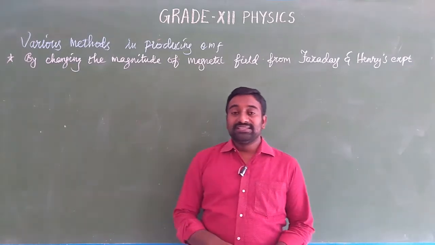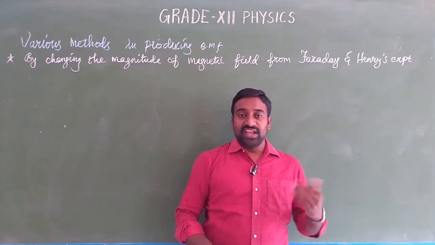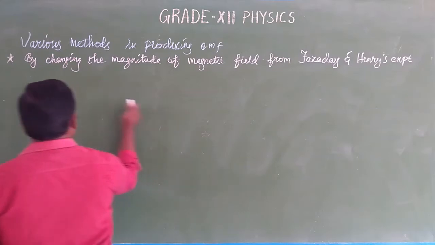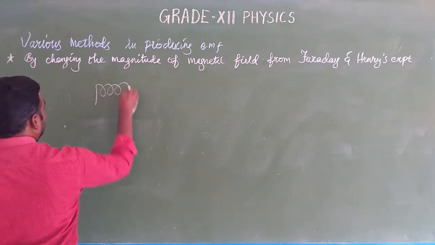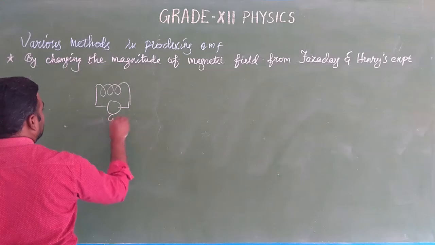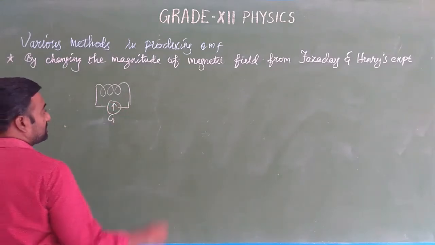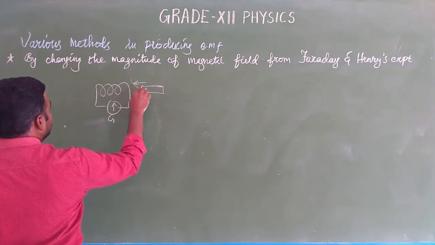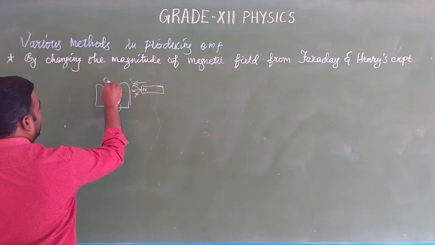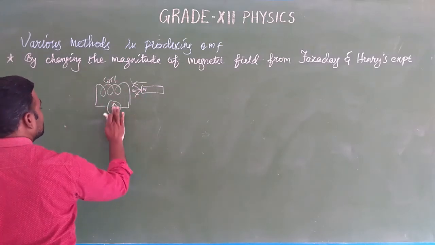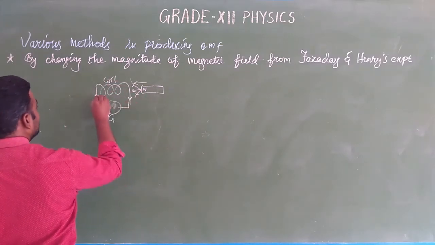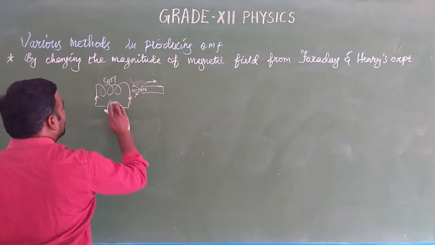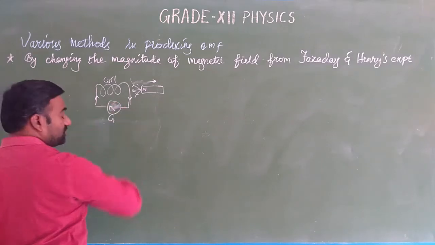We have discussed the three experiments from Faraday and Henry. Can you remember the first experiment? There is a coil connected to a galvanometer. Initially the galvanometer is at rest. Now you choose the north pole of the bar magnet and link it with the coil. Whenever the north pole is introduced, the EMF in the coil is induced, so the galvanometer deflects towards the right side. If you take the magnet away, the deflection is in the opposite direction.